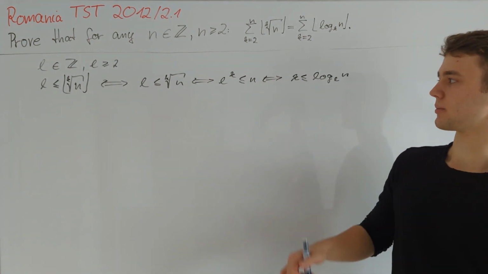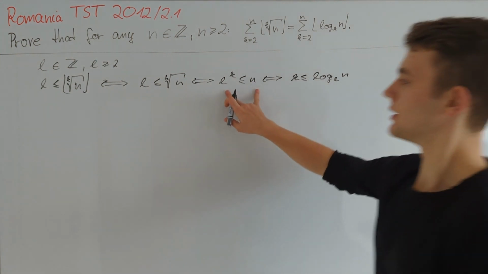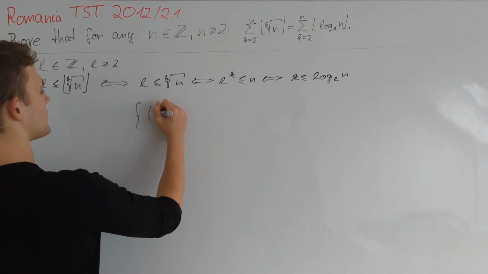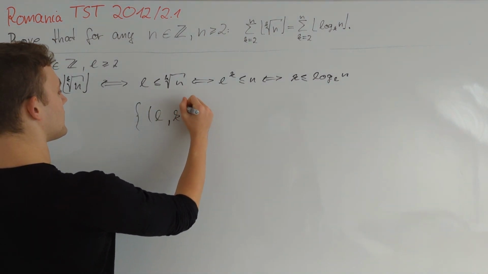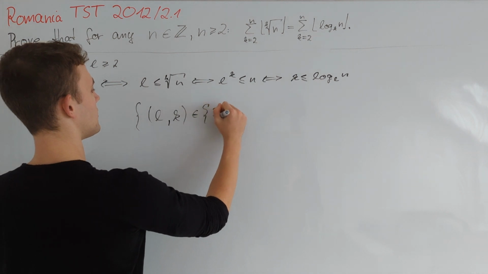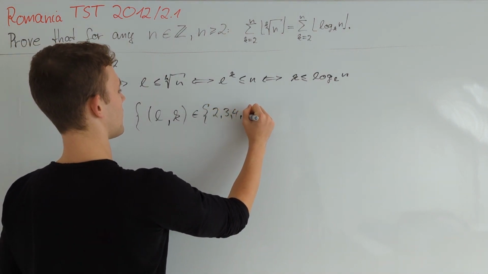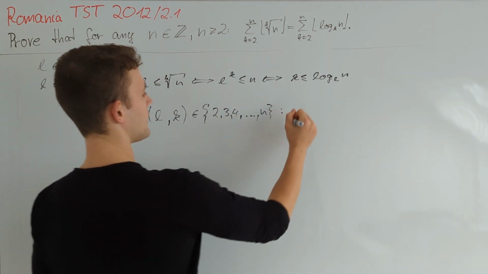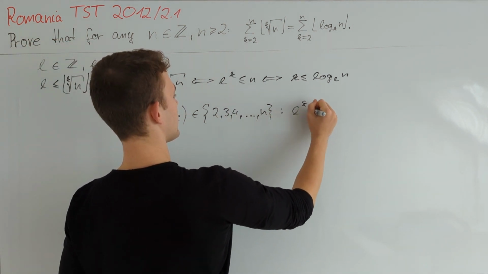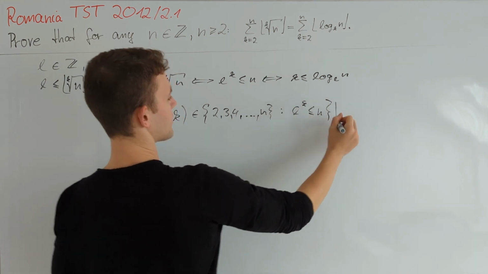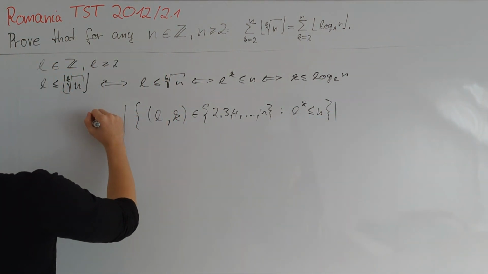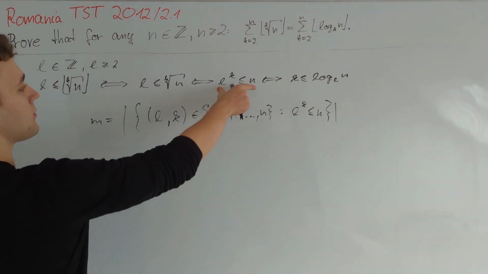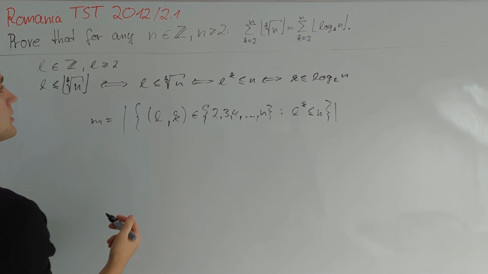And the quantity that we're going to double count in this case is going to be the size of the set of all possible pairs L, k in 2, 3, 4, all the way up to n, such that L to the power of k is less than or equal to n. And we call this quantity m. And we want to count the quantity m in two ways, and to do that we'll use those equivalence relationships.